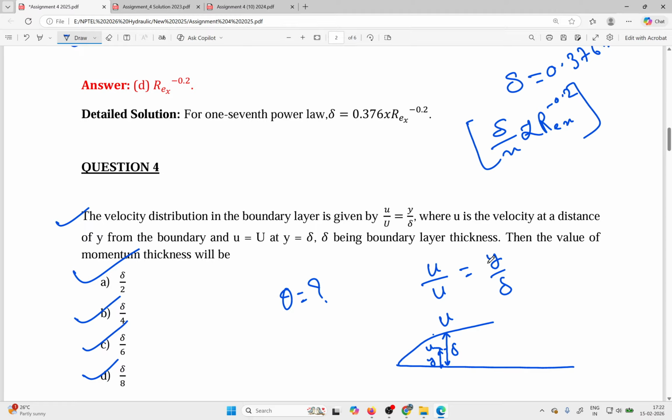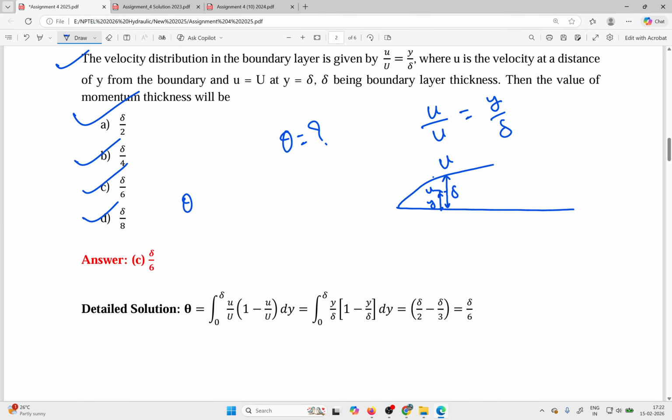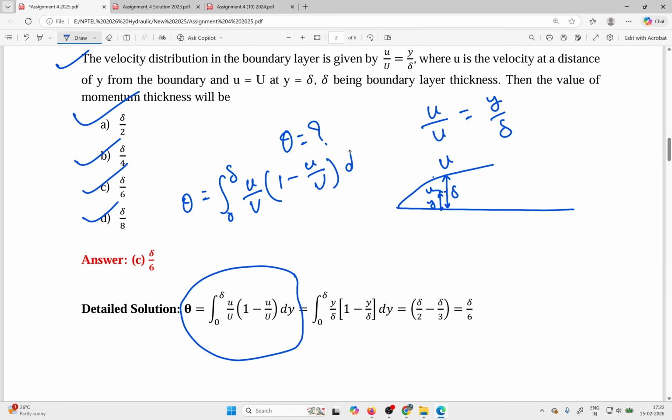So here you need to calculate the momentum thickness. So what is the formula of momentum thickness? Let me just show you the answer here. So this is the formula. Remember please for momentum thickness. So now, delta small u by capital U, 1 minus small u by capital U, dy.